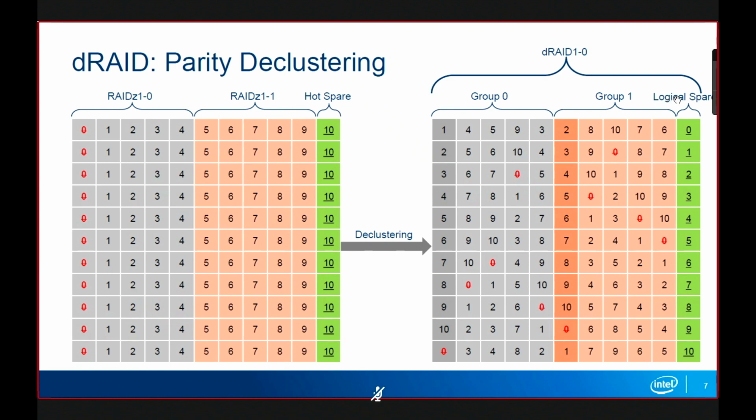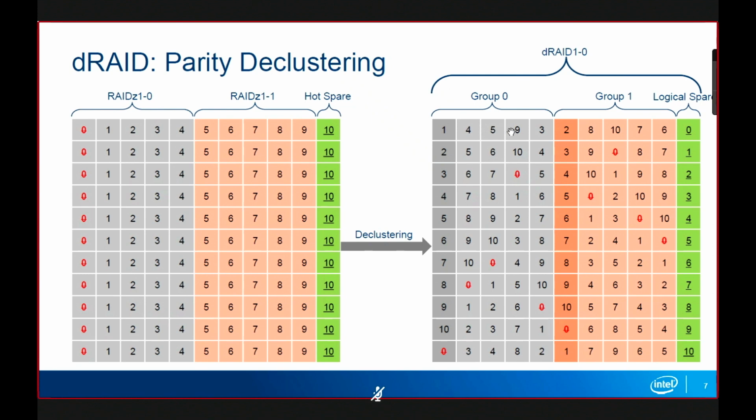If we look at the spare, it is no longer a single physical drive. It consists of blocks from all the drives in the pool. So it's easy to see that if we replace blocks from a failed drive and write them into this logical spare, we will distribute the write workload over all the drives instead of a single drive. Now let's take a closer look at the read.